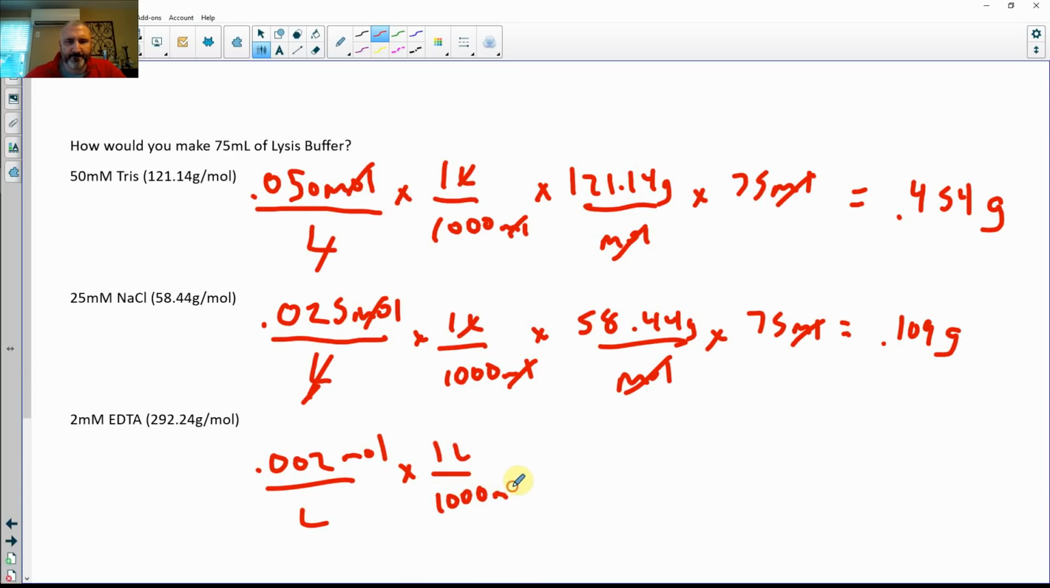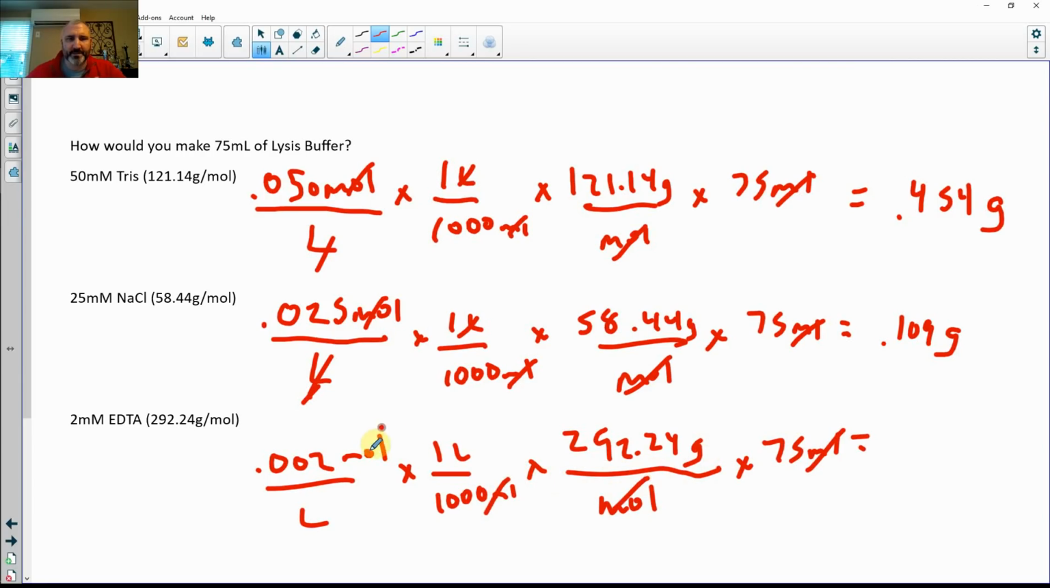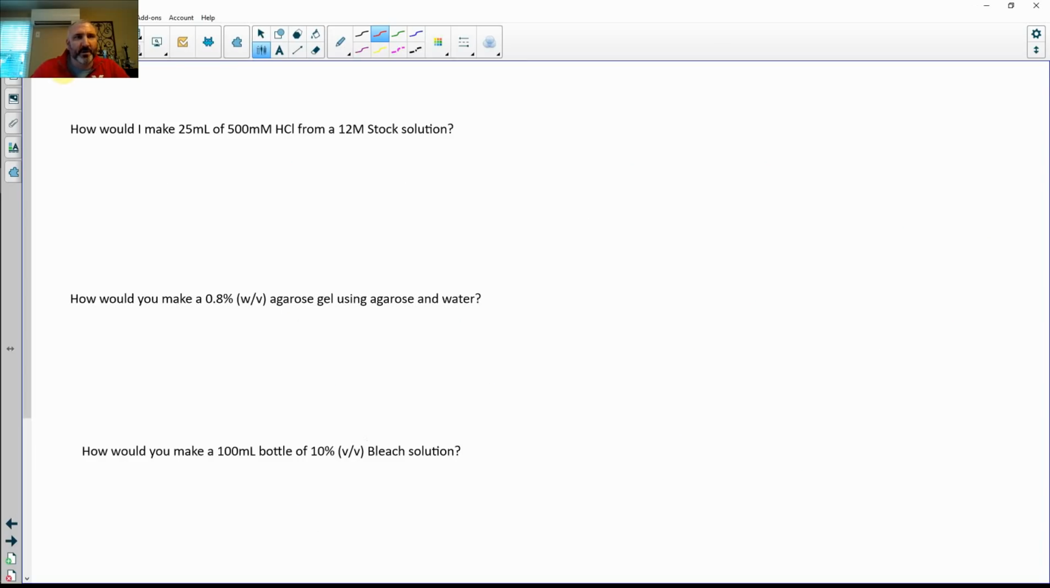And then 2 millimolar is going to be 0.002 moles per liter times 1 liter over 1,000 mLs times the molar mass, 292.24 grams per mole times 75 mLs. mLs cancel, moles cancel, liters cancel. 0.002 times 292.24 times 75 divided by 1,000. 0.04386 grams. So I hope you got all three of those, and we would bring that up and we would add those into 75 mLs of water.